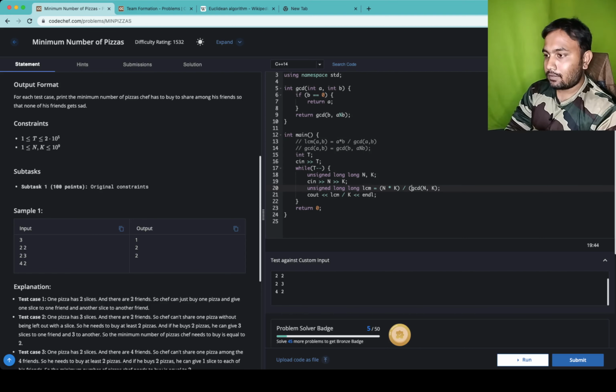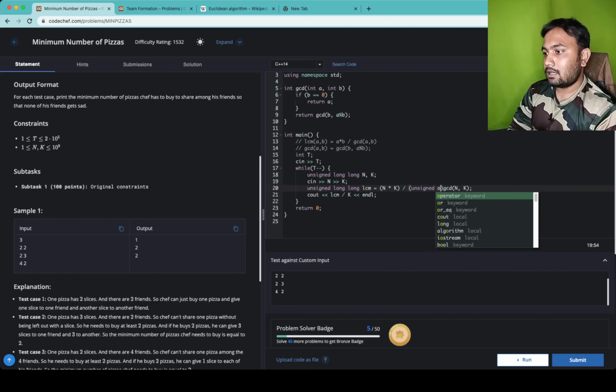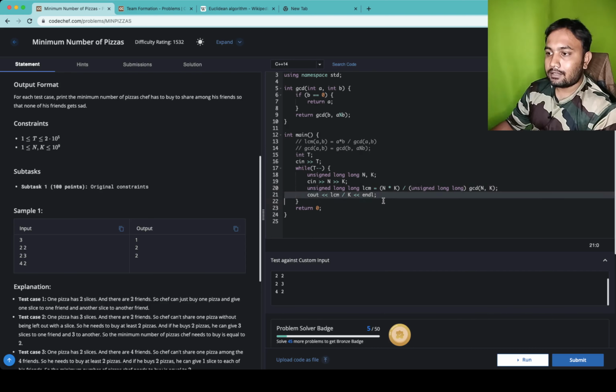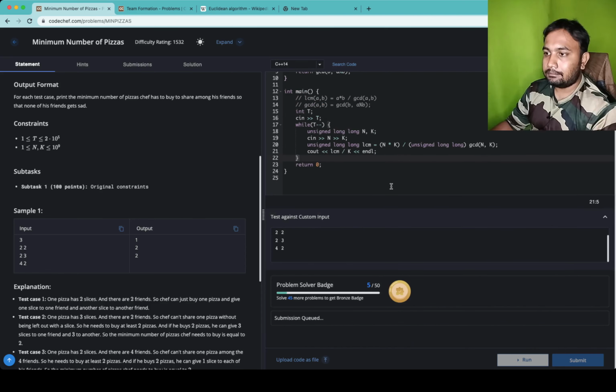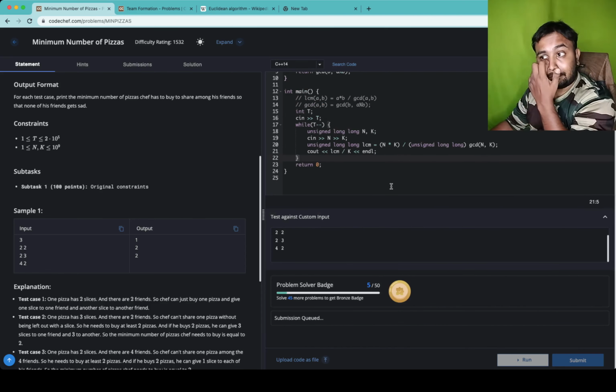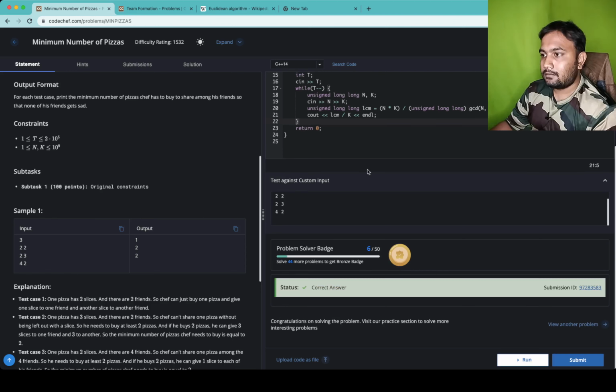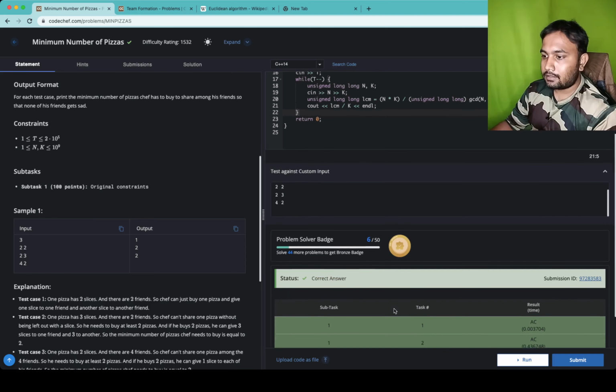So what we can do is just type unsigned long. The GCD of n comma k will also be converted into unsigned long, and then it will be divided by n times k. So whatever LCM we get will be correct, and then we will divide it by k, right? So now let's submit it. And this is the correct answer, right?